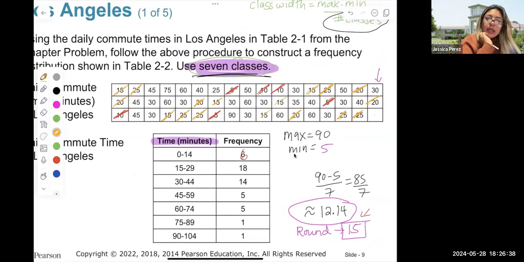From 15 to 29? I might be missing some. Did I miscount it? Not 30. So 1, 2, 3, 4, 5, 6, 7, 8, 9, 10, 11, 12, 13, 14, 15, 16, 17. Now I counted 17. Did I miscount? There's a 25 next to the 8. Next to the 8.